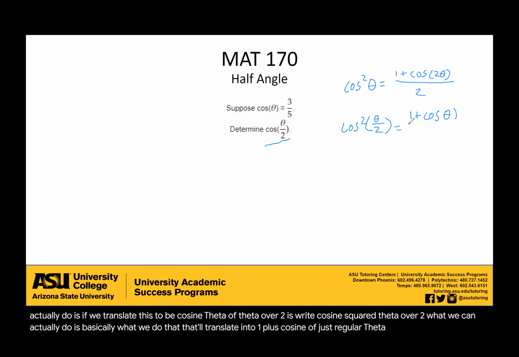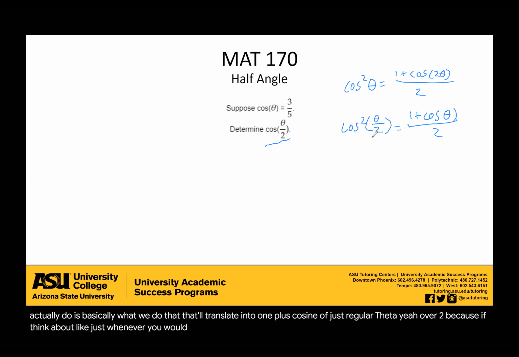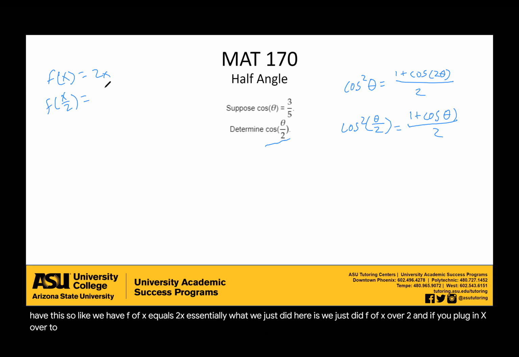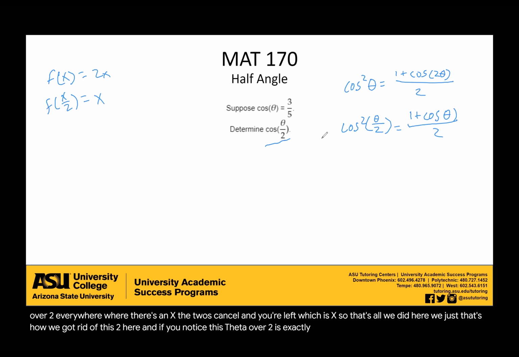theta over 2. Think about whenever you plug in different things for a parameter. If we have f of x equals 2x, essentially what we just did is f of x over 2. If you plug in x over 2 everywhere there's an x, the 2's cancel and you're left with just x. That's how we got rid of this 2 here, and this theta over 2 is exactly what we match here.